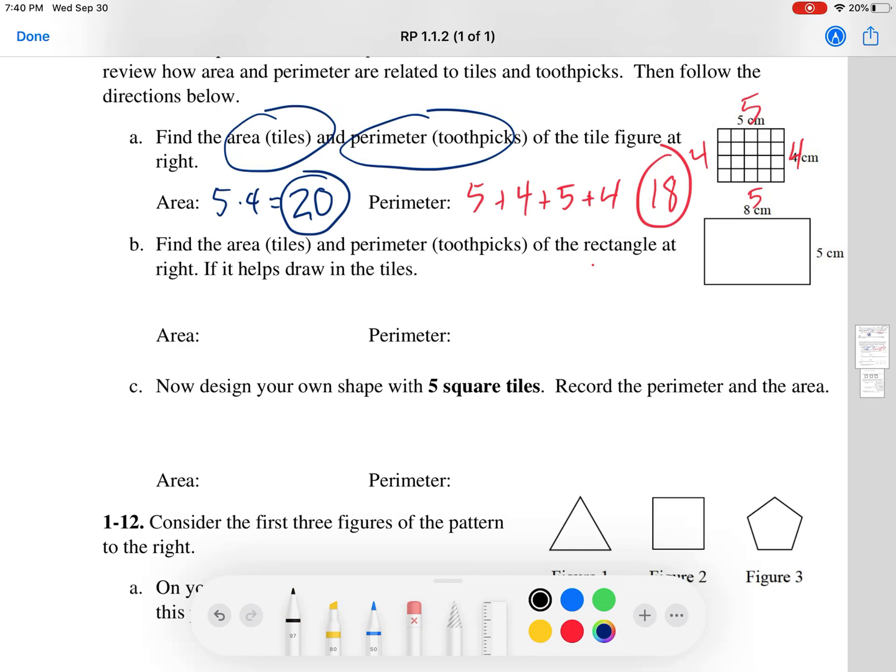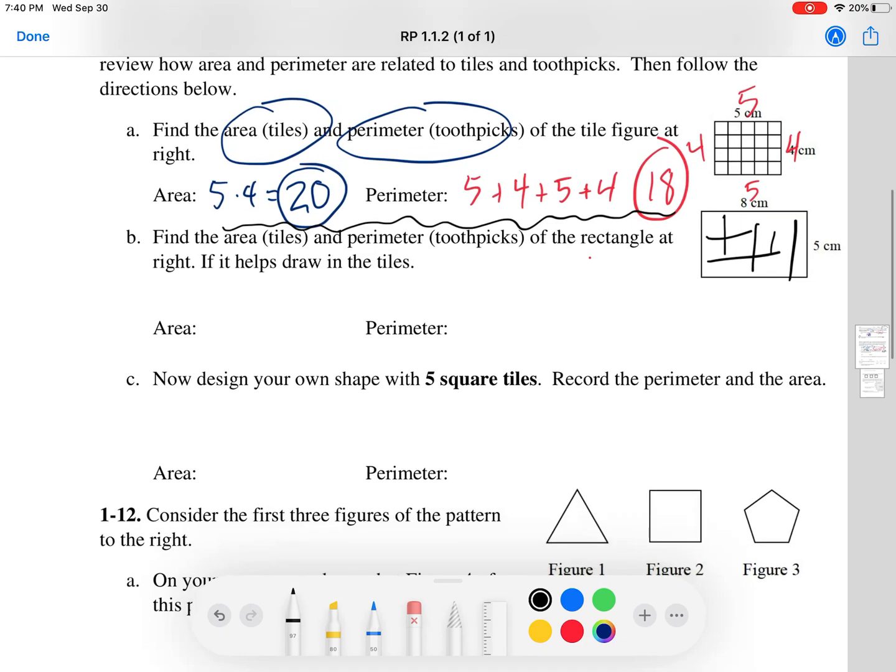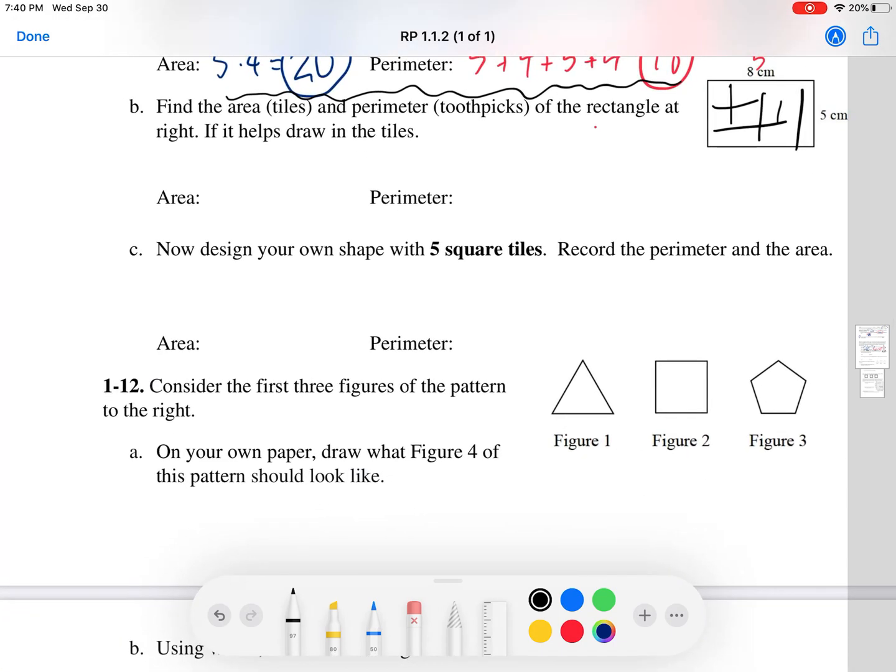They are slightly tougher. The only thing that's tougher with B is you don't have all the lines in here, right? But you can draw them in there, or you can use the same way that we figured it out up here and apply that down there without having to draw them. It's up to you.